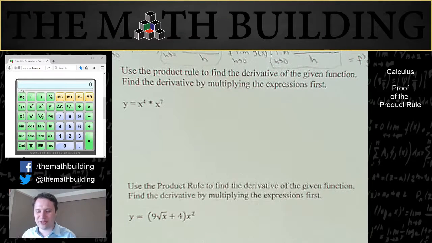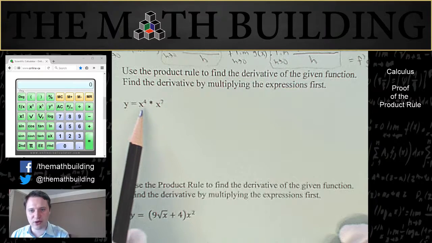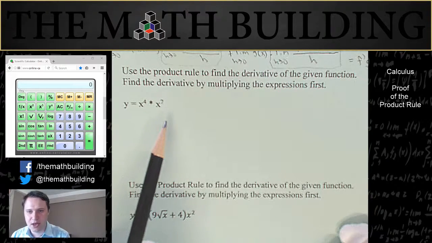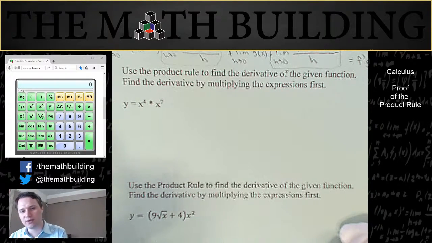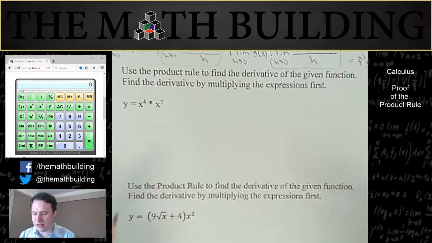We just proved the product rule, so let's do a few examples. Let's find the derivative of y equals x to the 4 times x to the 7. I'm going to do this two ways. I'm going to use the power rule, and then I'm going to do the product rule, and you're going to see that it equals the same thing either way.